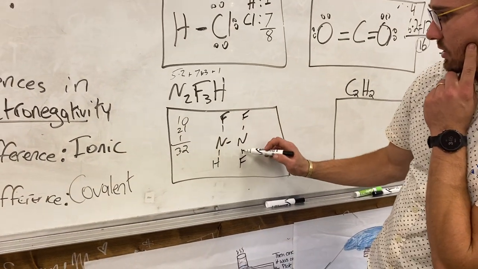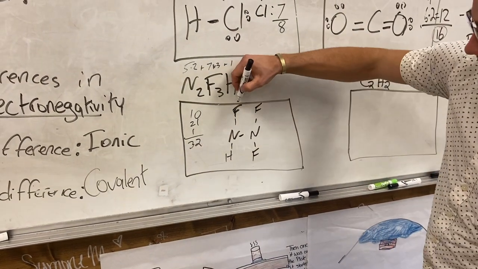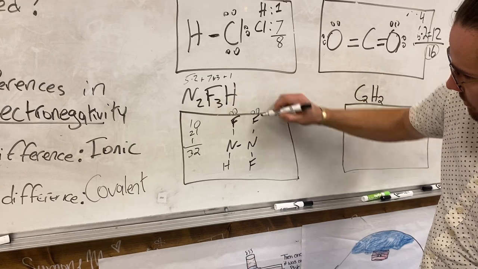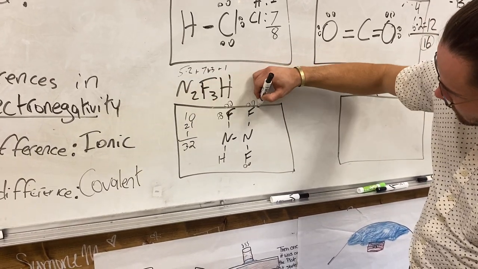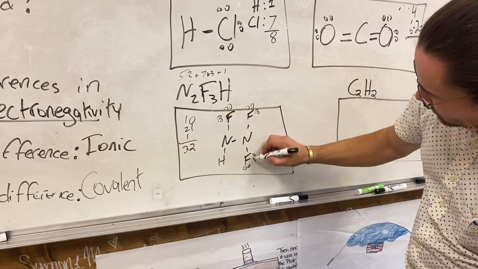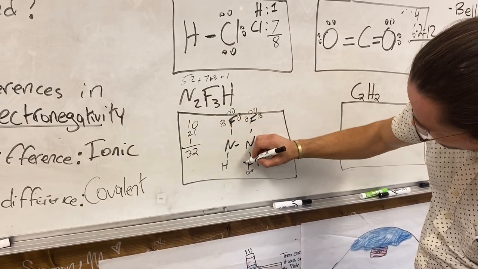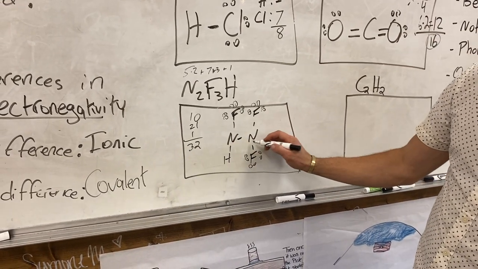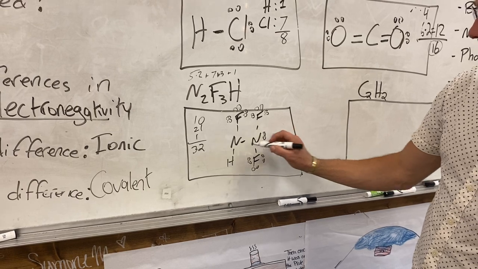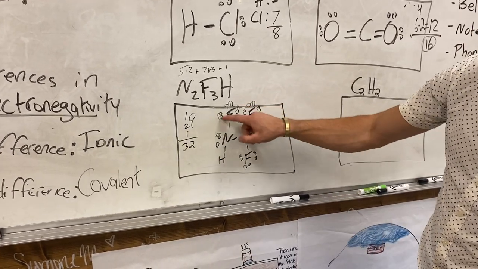I've used 2, 4, 6, 8, 10. Okay, so I'm gonna start counting at 10. 12, 14, 16, 18, 20, 22, 24, 26, 28. I still haven't made it to 32 yet, so I'm gonna add on to my central elements. That's 30, 32.